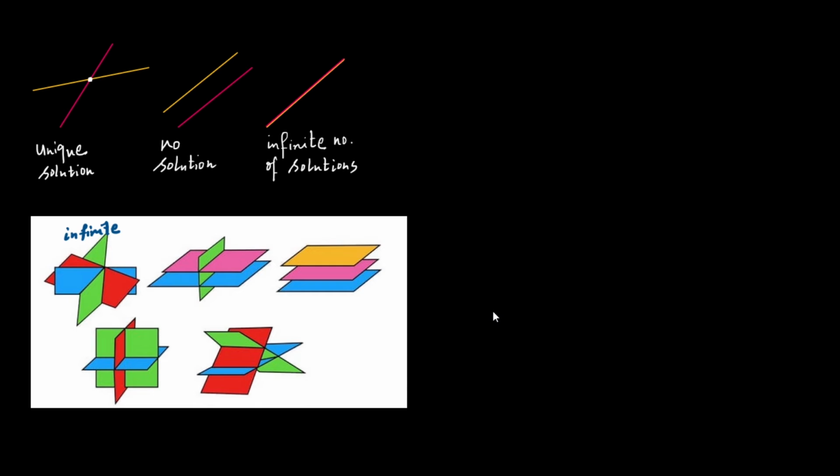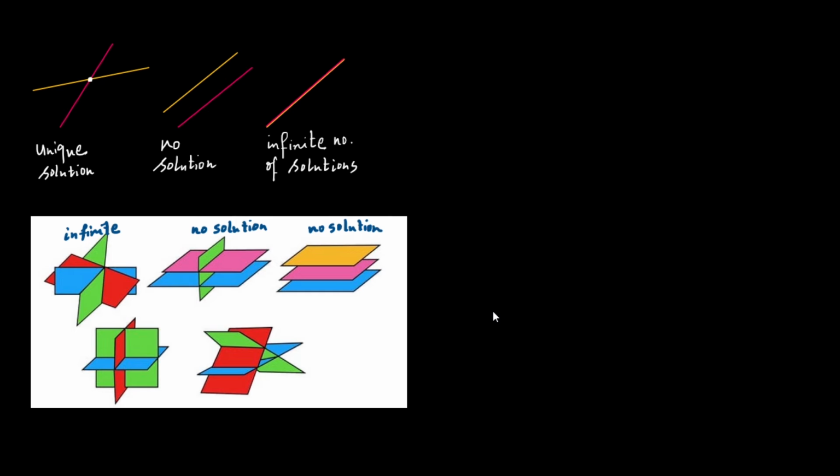Now here you can understand that 2 planes are parallel and 1 plane is intersecting both the parallel planes. But if we consider the points which are common to these 3 planes, we have no point which is common to these 3 planes. That means here we have no solution at all. Now in the third case, all the 3 planes are parallel. So here also we have no solution at all.